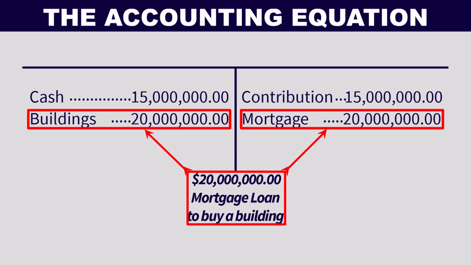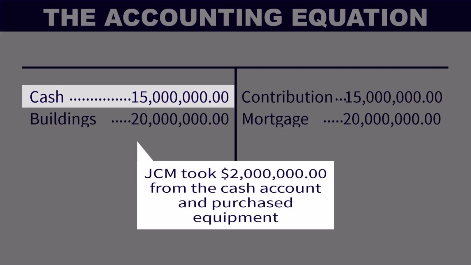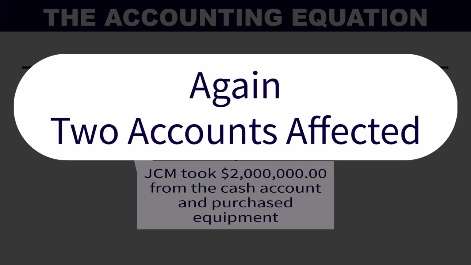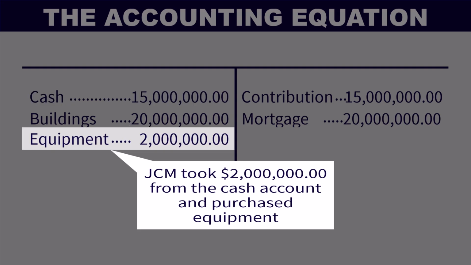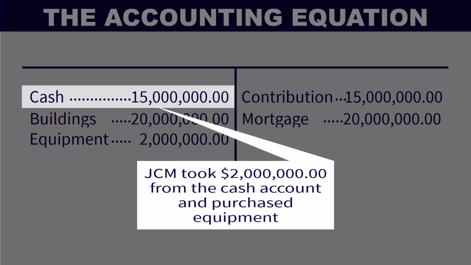All right, then out of the $50 million cash, JCM PLC used $2 million to buy various equipment for offices and other areas. Again, this purchase of equipment touches two accounts. First, it increases or creates the equipment account for $2 million, and second, since $2 million cash was paid out to purchase the equipment, the cash balance is now reduced from $50 million to $13 million.